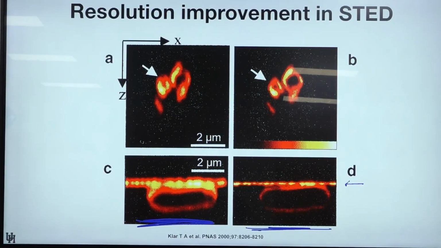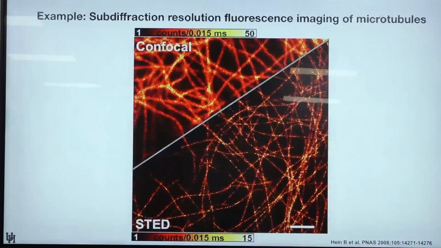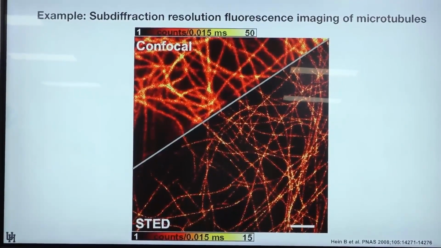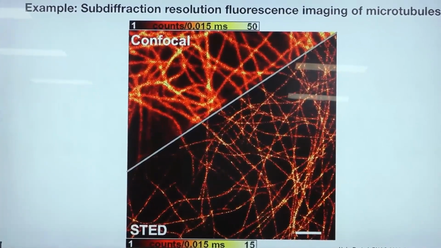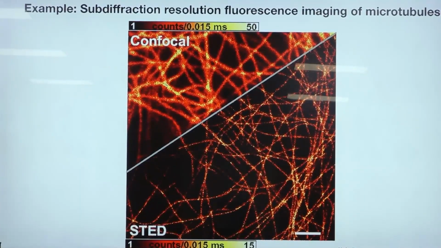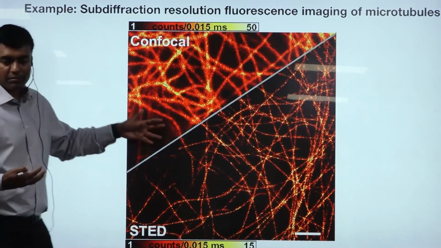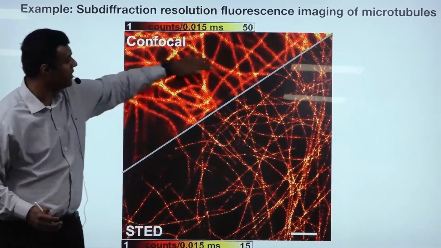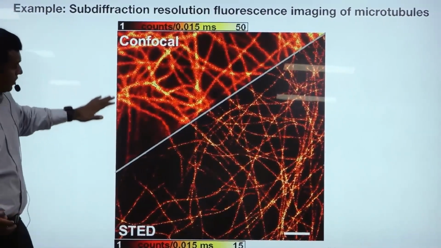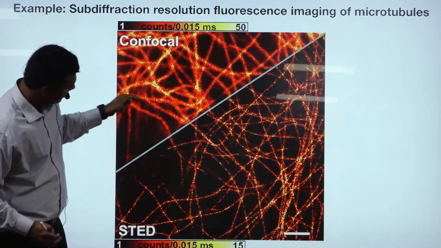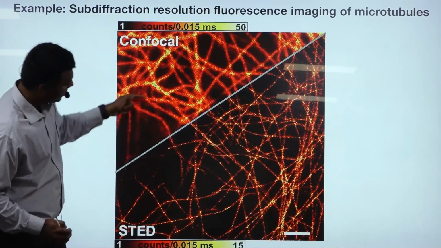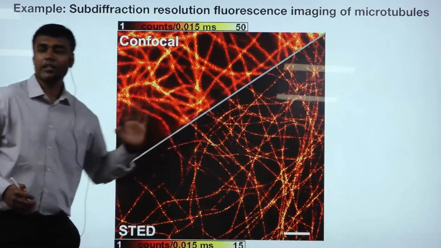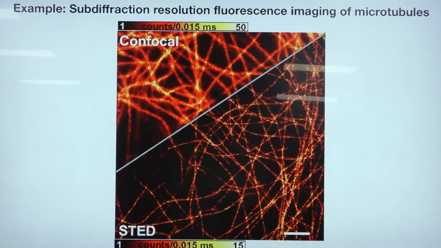Okay, to give you a different example, which is much more obvious in a biological system, these are called microtubules. Inside the cell, there are these microtubules. Instead of this being the image with a regular confocal microscope, you have the STED microscope, where as you can see, it's much thinner, with much finer details. So you get super resolved images with the STED microscope.